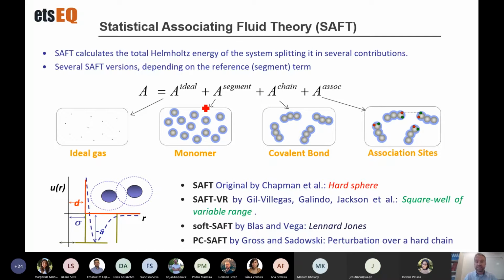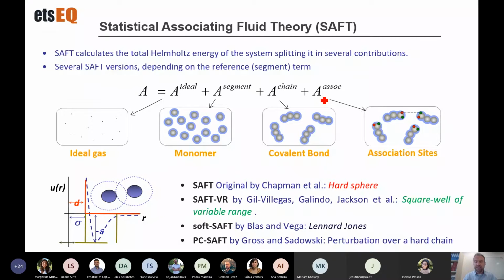So for this reason, you have a sum of terms, and each one is giving a contribution to the energy of the system. We have an ideal gas contribution, a monomer term that considers the attractions and repulsions between these spheres, okay? And this can be given by a different intermolecular potential. And then you have two perturbative terms that account for chain connectivity and hydrogen bond formation. The essence of the SAFT equation is the sum of all these terms. And as I was saying, the main difference with respect to classical equations of state is here, okay?